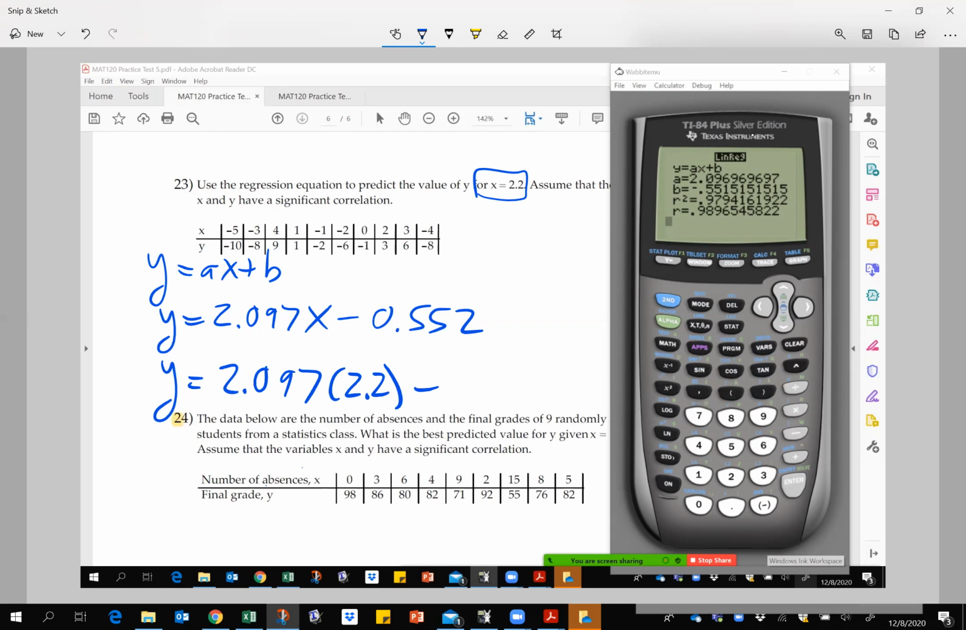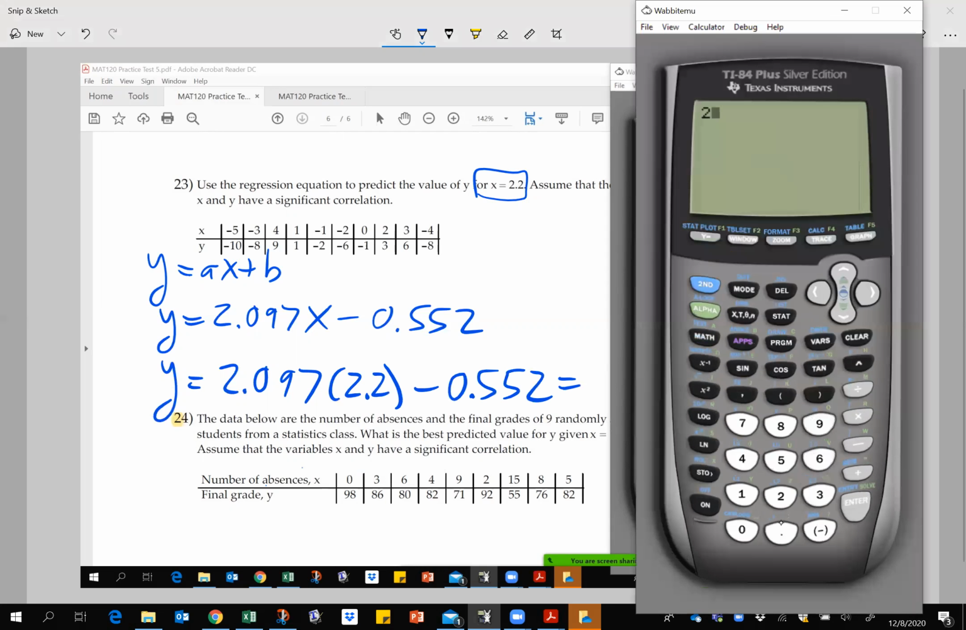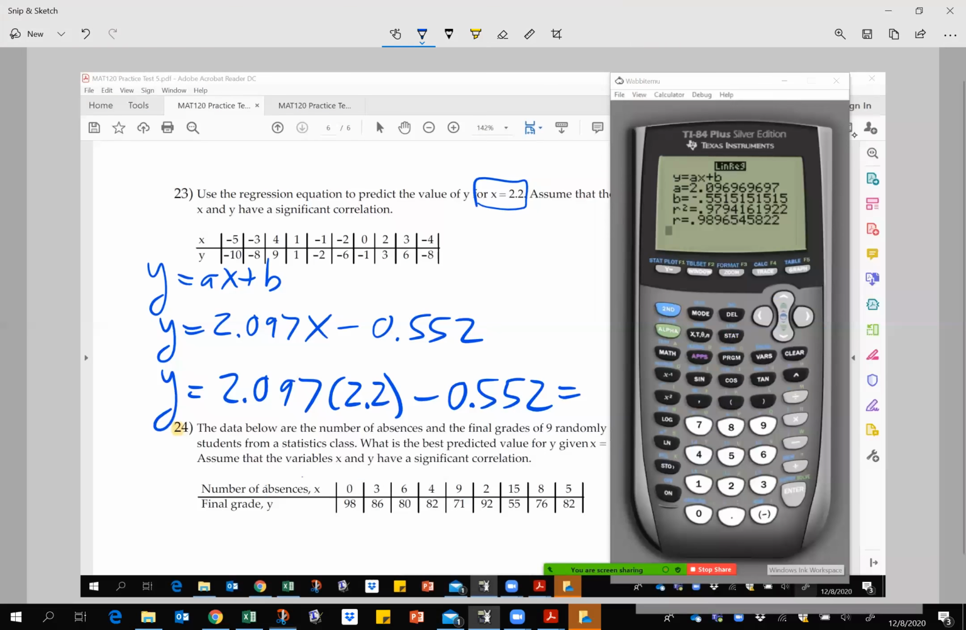So let's work that out. So 2.097 times 2.2 minus 0.552 would give us a predicted y value of around 4.061. So the predicted y value would be 4.061.